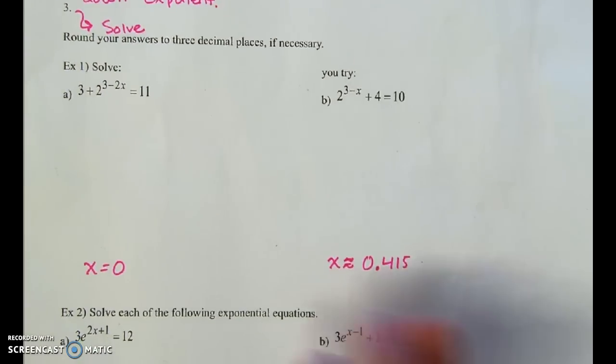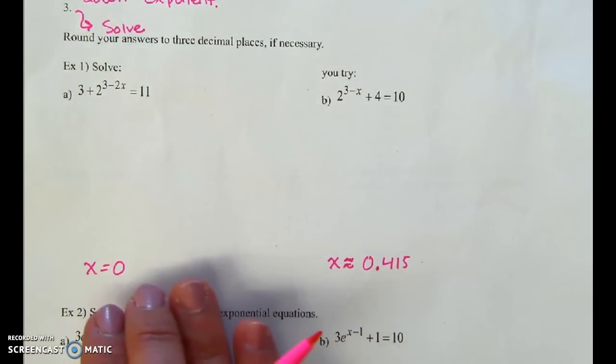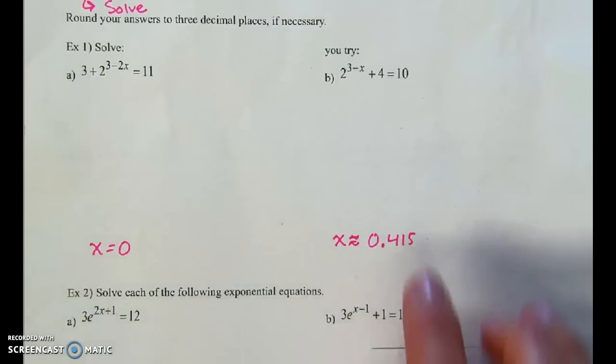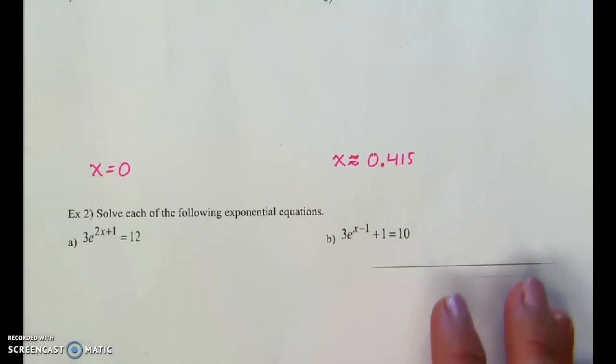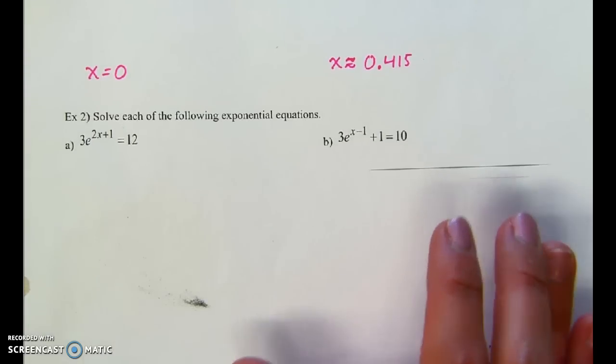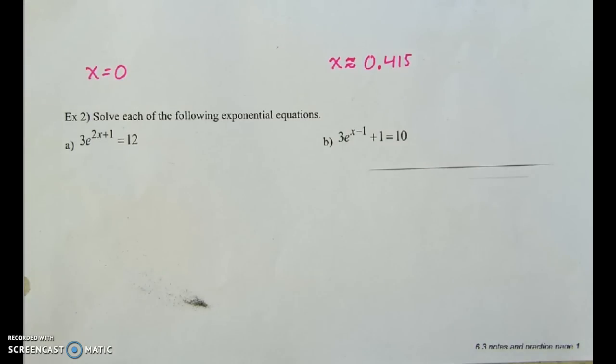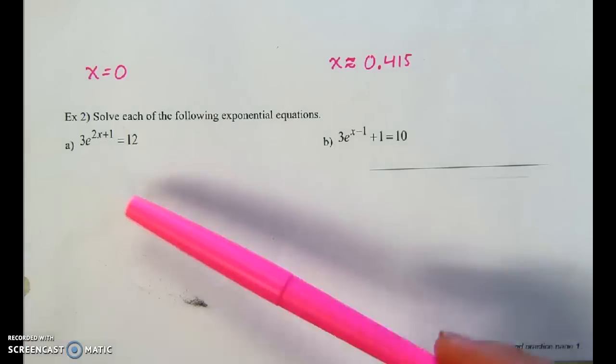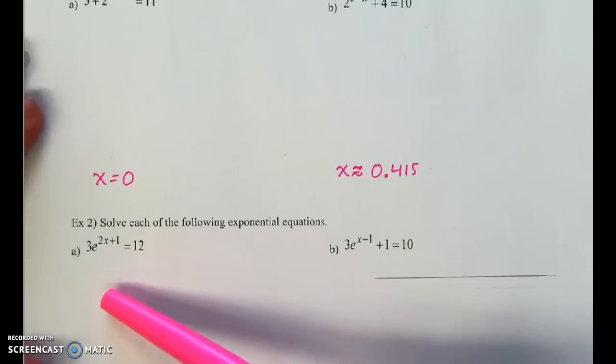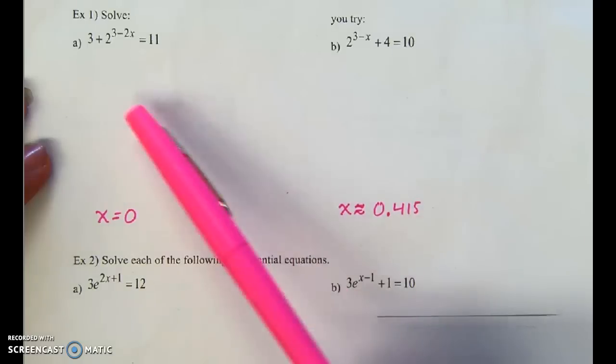We did example 1 A and B in class, and one answer we were able to find in our head, and this answer we had to use a calculator. This video just picks up on example 2. Okay, so thanks for being with me. Are you ready? What makes these two examples different than these two?